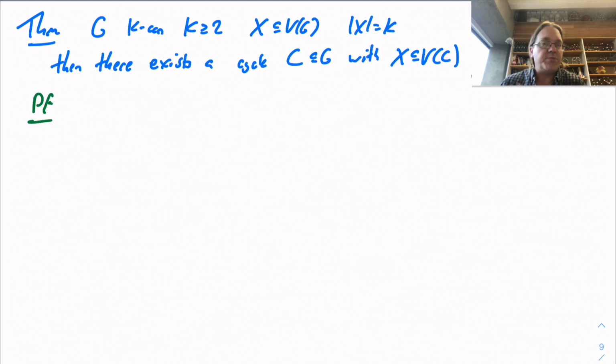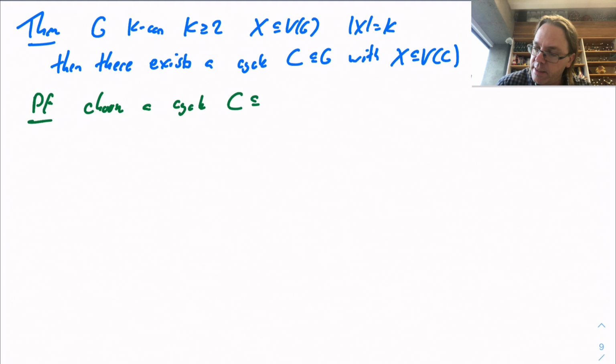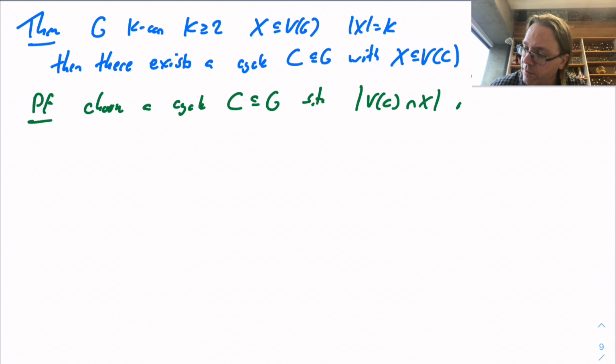Now, just for the sake of cleanliness, I'm going to operate by contradiction. So what I'm going to do is choose a cycle C that contains as many vertices of X as we can. So I want to maximize the number of vertices that are in C and in X. And I'm going to suppose for a contradiction that we don't have all of them.